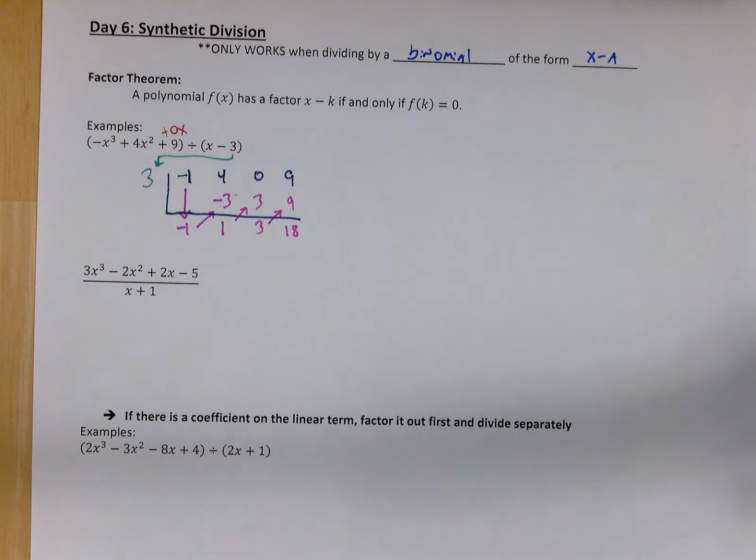Okay, so that's the cheating method. We didn't actually do any division, and yet we've divided. So that's why it's called synthetic division. So great, what on earth do we have here?